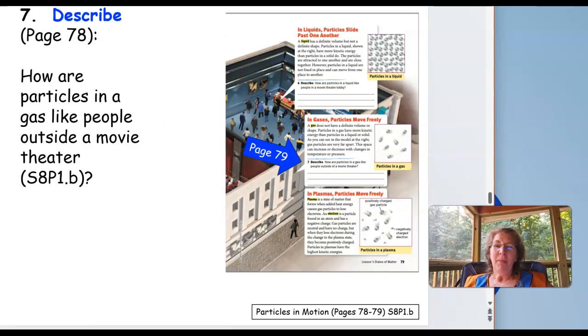Number 7 on page 79 again wants you to describe, and they want you to describe how the particles in a gas are like the people outside of the movie theater. So if the movie theater is in a mall, what is it like outside of that movie theater? Answer your question, pause the video, and come back when you're ready.